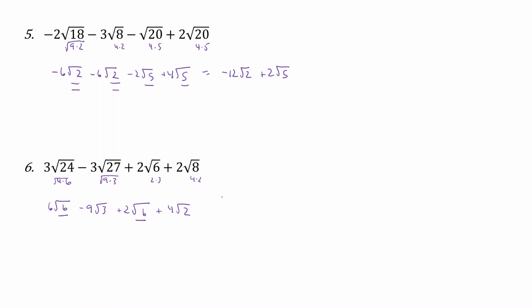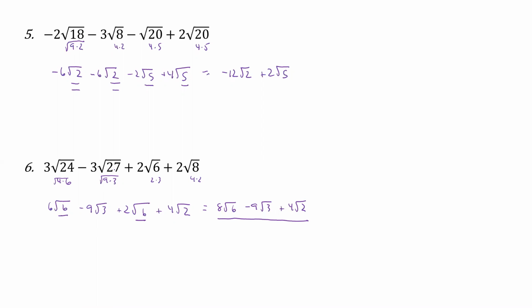We can't simplify those, so not always will it help us. All right, so we have 6 plus 2, so that's 8 square root of 6. Then we have minus 9 square root of 3, and then plus 4 square root of 2. And now, because this is in lowest terms, we can't take square roots of anything under here. We know that's the most simple answer we can get to.